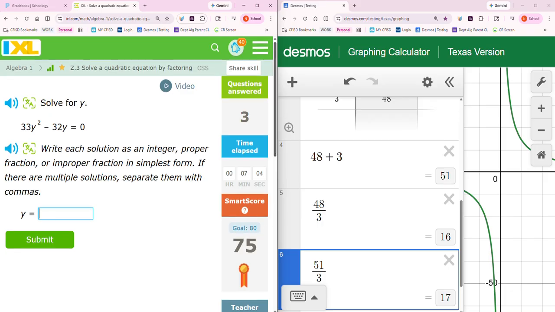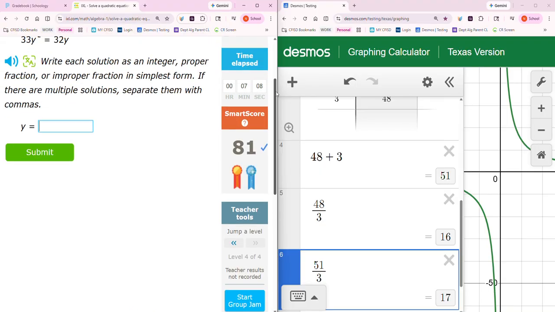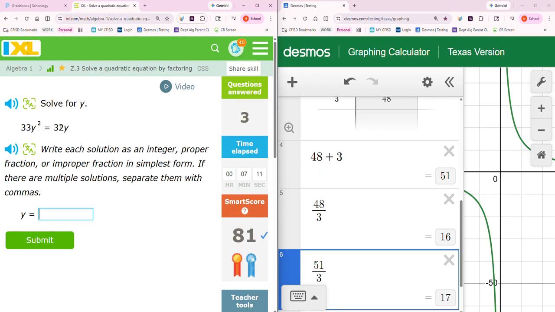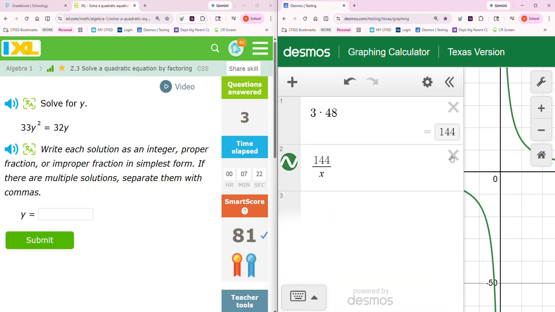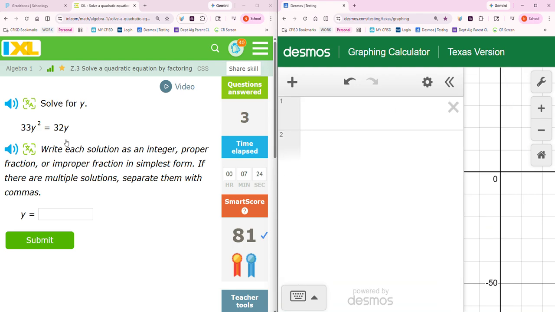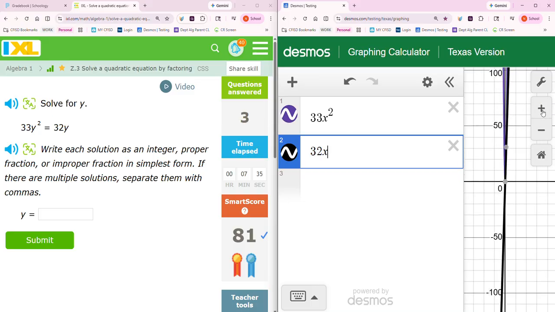I'm going to do one more. Let me go up to the next level. Okay, so in this level, we need to make sure that we are setting it equal to 0. Technically, you can use Desmos in this situation, especially thinking about test taking strategies. You can put the left side, so 33x squared, and then 32x. I'm going to use x instead of y.